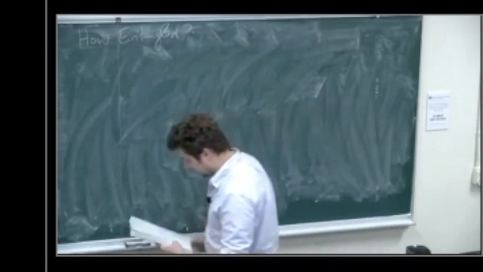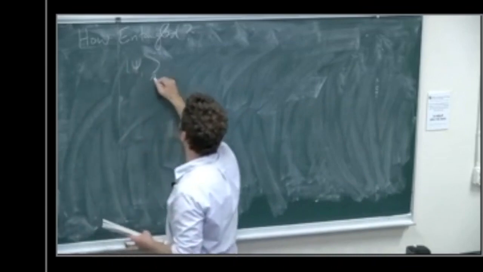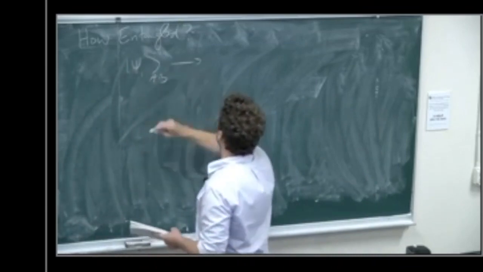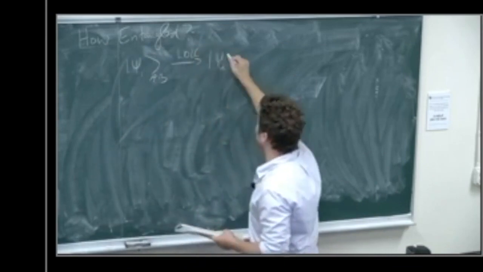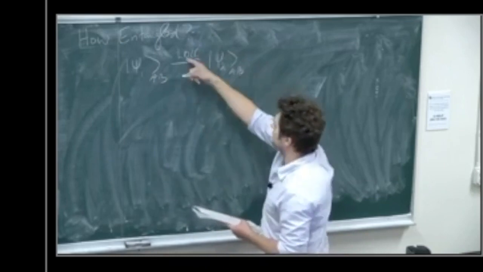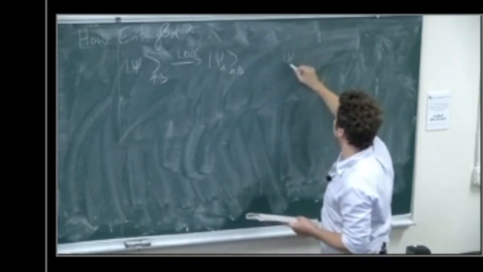So for instance, if there's some way for me to take some state psi1 between A and B and map it via LOCC protocol to psi2, because the LOCC couldn't create any entanglement, we'll say that psi1 is more entangled than psi2.